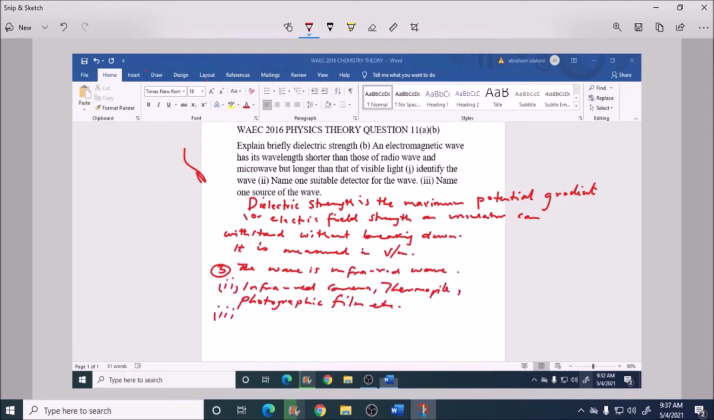And then the third question says name one source of the wave. Now the source of the wave can be hot bodies or the sun.